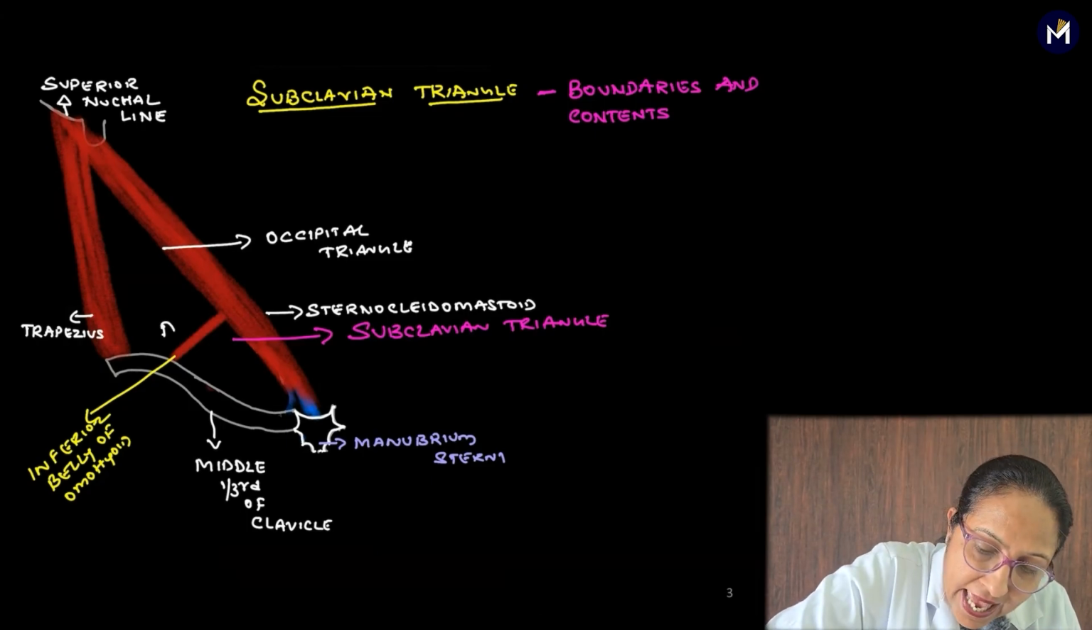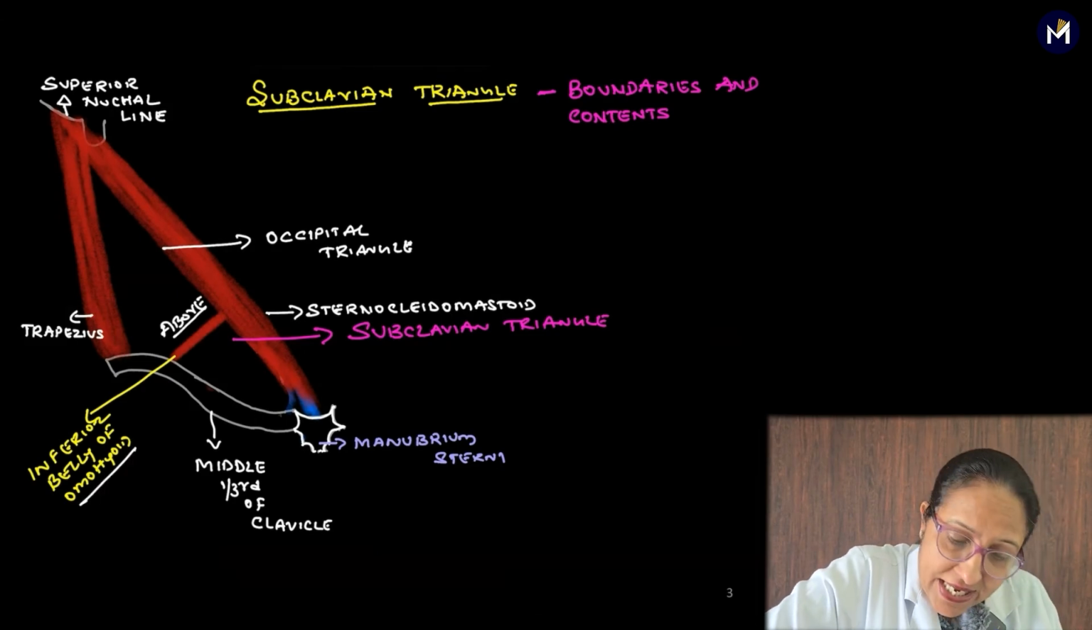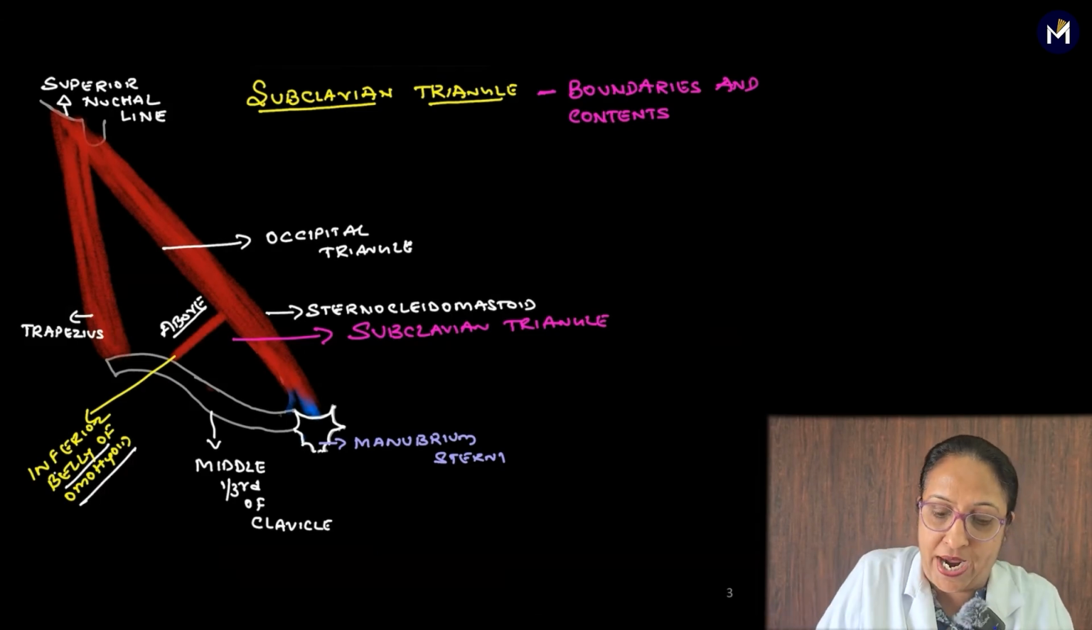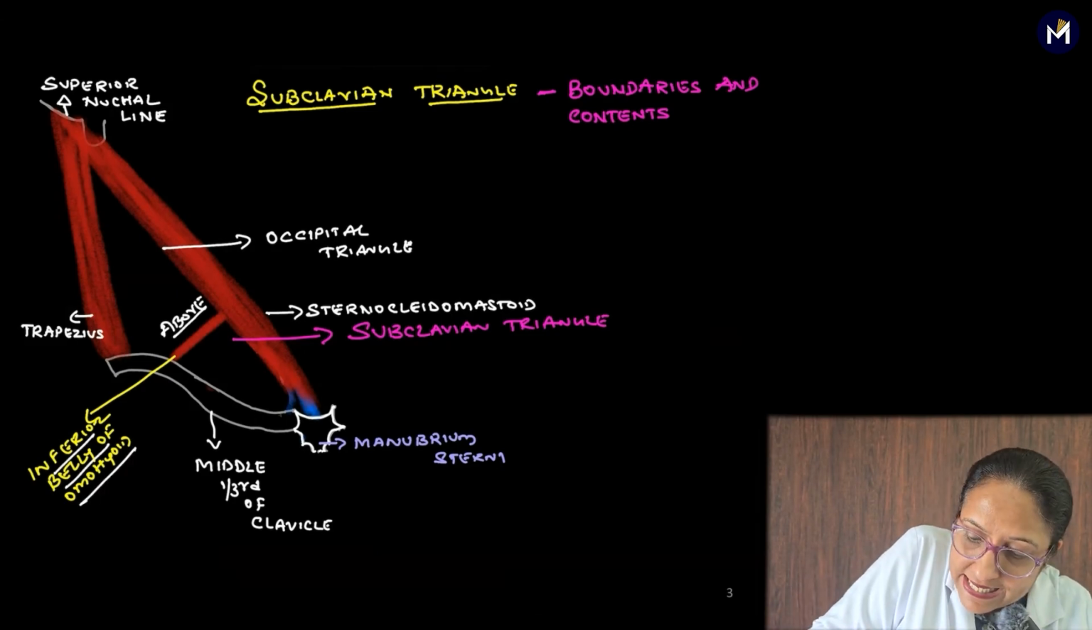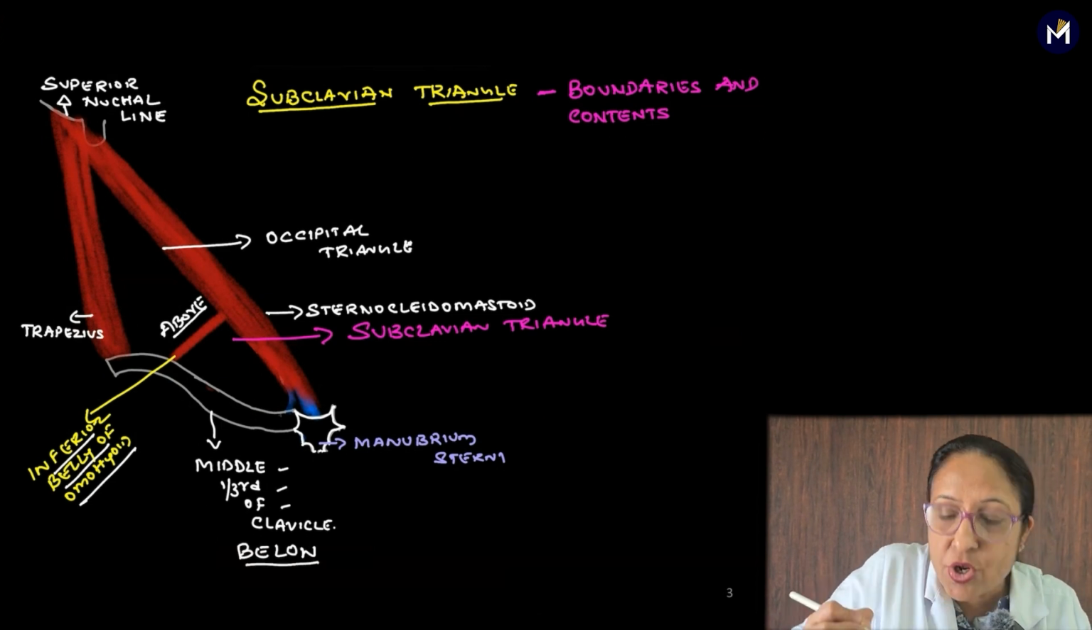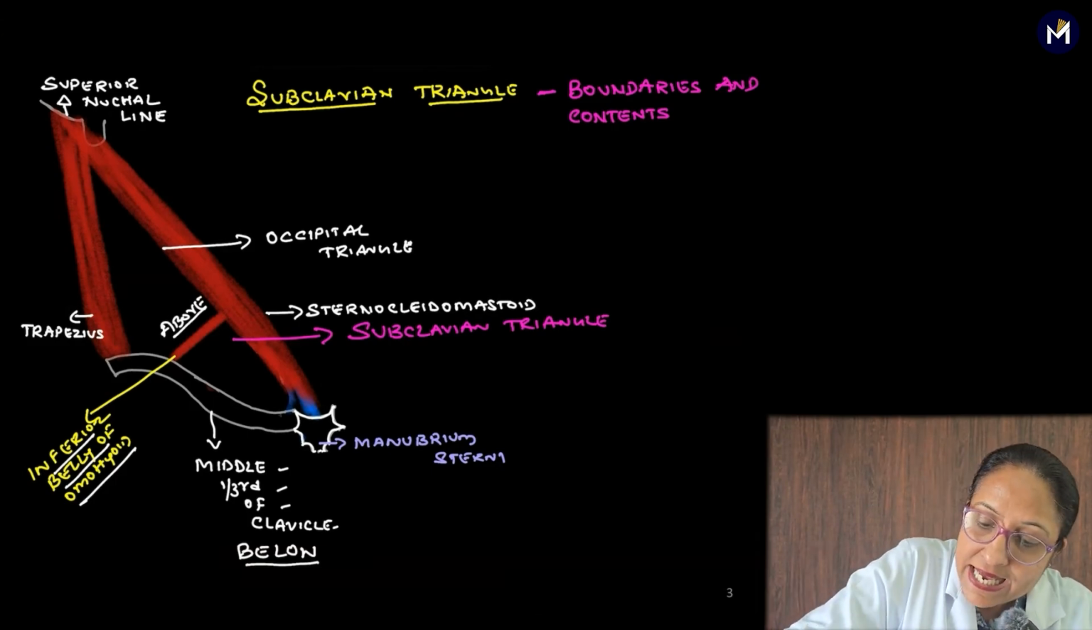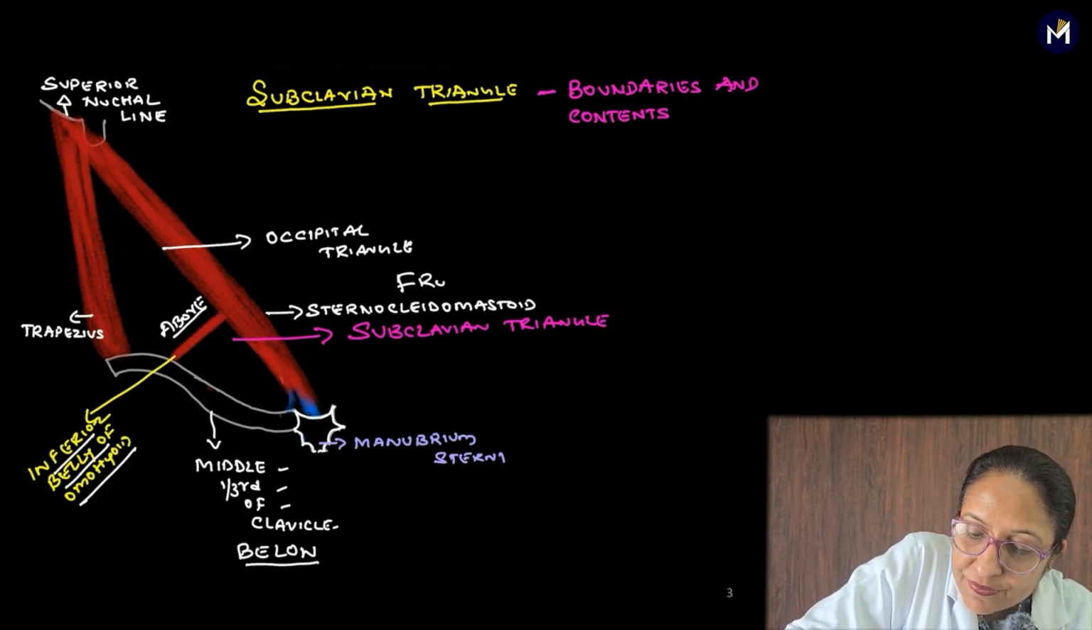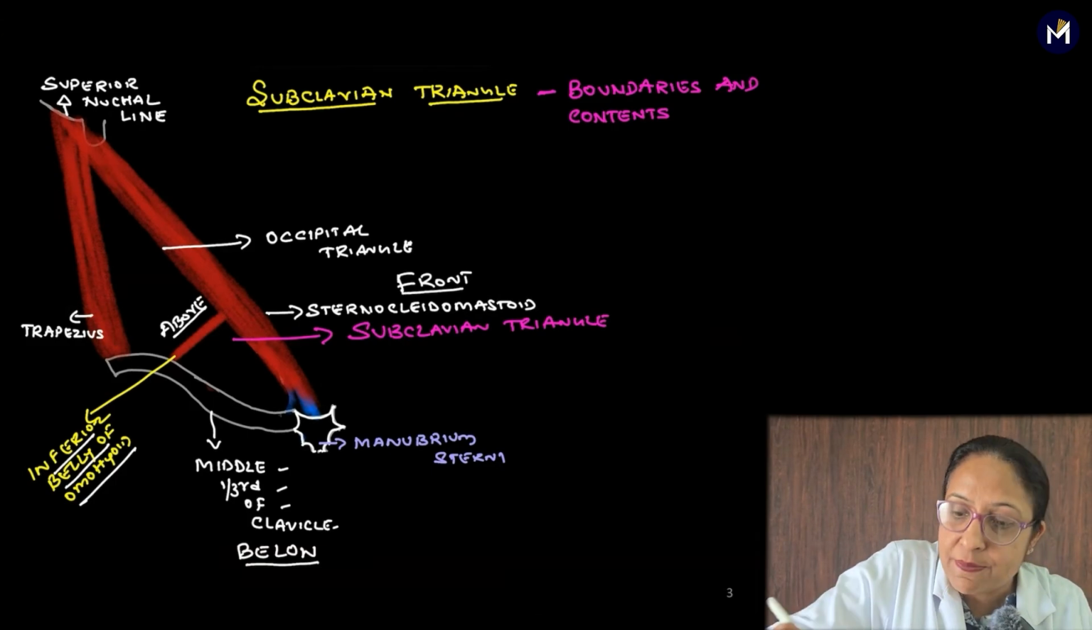So this is above. Above, it is bounded by the inferior belly of omohyoid, whereas this is below. Below, it is bounded by the middle 1/3 of clavicle, and this is front. In front, it is bounded by sternocleidomastoid. Now what is the roof?